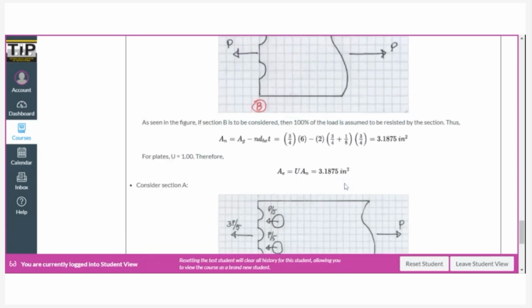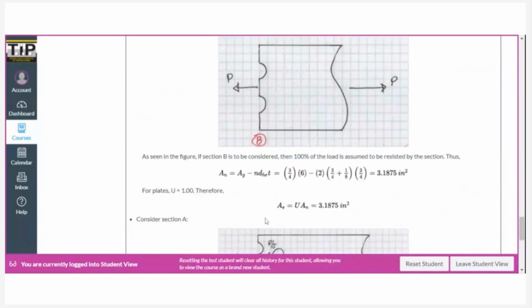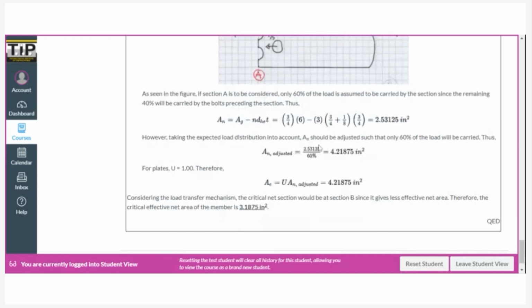Since this is 100% earlier in section B, there's no need to do that adjustment, because dividing by 100% is just dividing by 1. In this particular case, we divide this by 60% or 0.6. So this will be larger than what is determined here. The adjusted net area in this case will be equal to 4.21875 square inch. So the net area that you use for the effective net area in section A would be this one instead of this one.